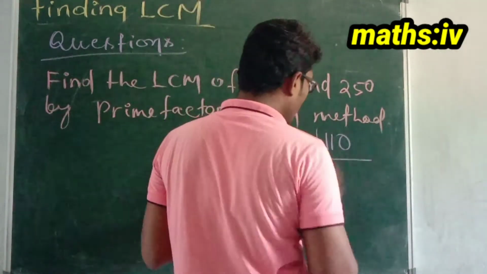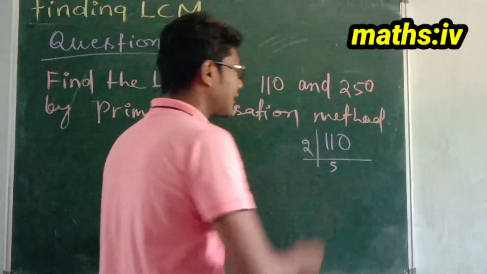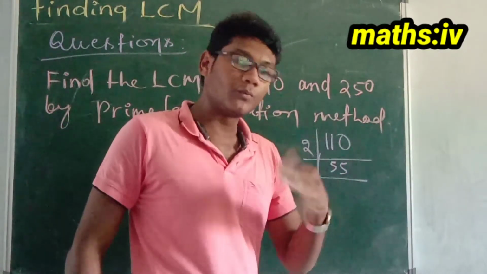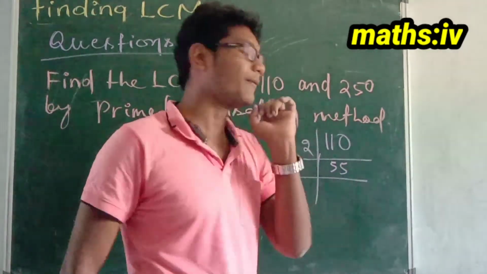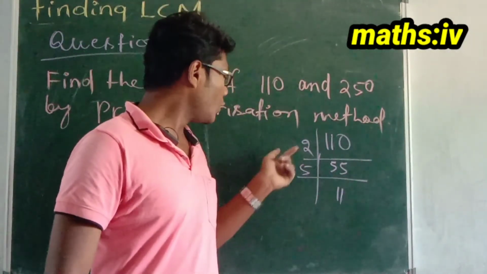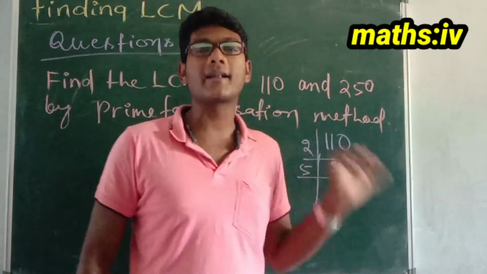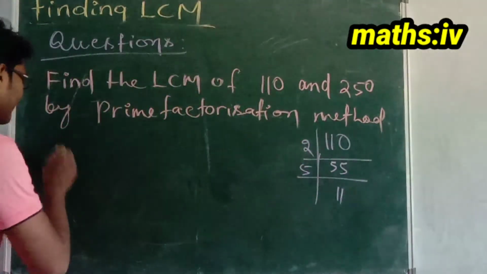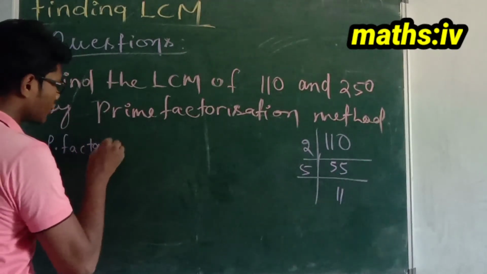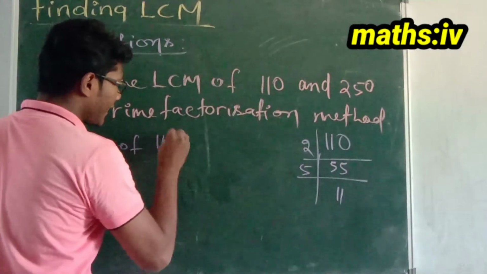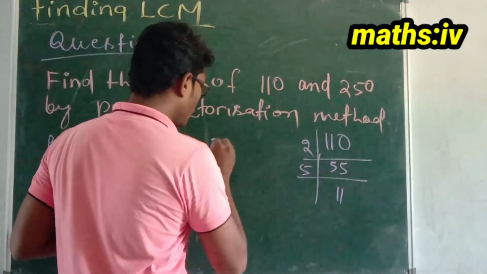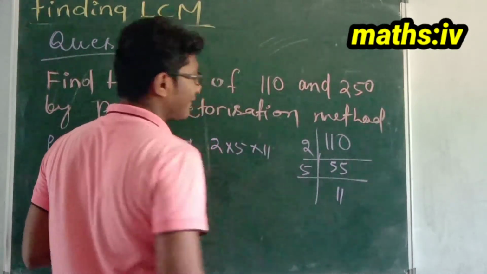So 2 will be the smallest prime factor, no? So 2 5s are 10. Now 2 5s are 10 again. Now is 55 divisible by 2? No. By 3? No. By 5. So take 5. Here you can see that 2, 5 and 11 all are prime. So we can say that the prime factors of 110 are 2 multiplied by 5 multiplied by 11.